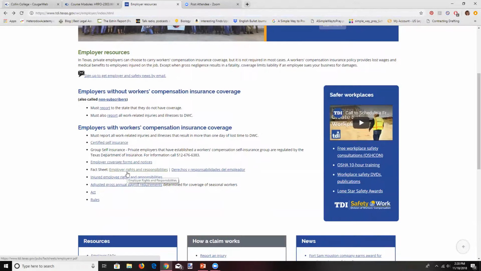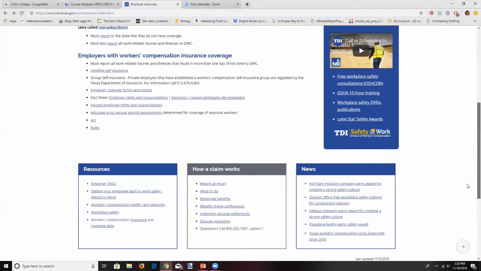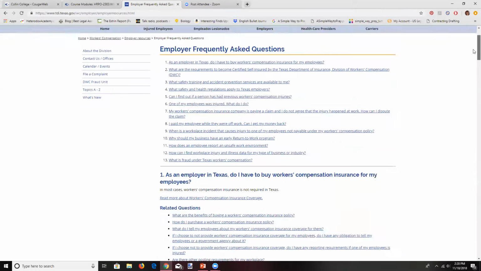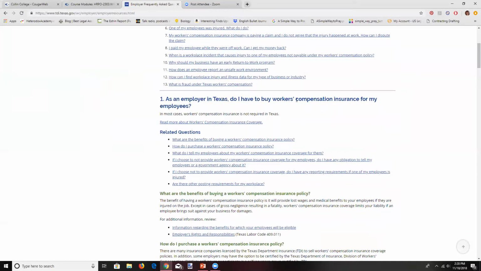And then here's some information about what the employer needs to do, the rights and responsibilities. Here's the injured workers' rights and responsibilities. Here's some acts and some rules. But I'm going to flip down here also to another resource, which is employers' FAQs. And I find this helpful. I'm going to scroll down here. As an employer in Texas, do I have to buy workers' compensation coverage? And the answer is no, it's not required in Texas.